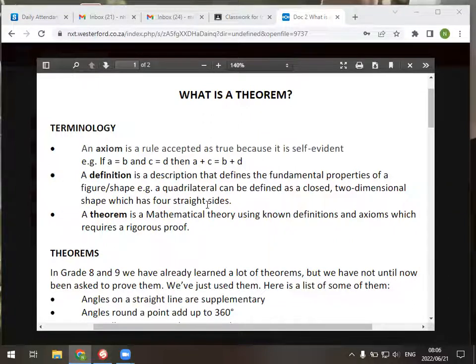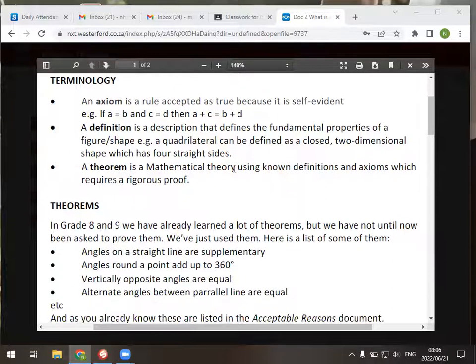Definition, we've worked with definitions before. A description that defines the fundamental properties of a figure or shape. For example, a quadrilateral can be defined as, and this sounds very complicated, but it's just an example, a closed two-dimensional shape which has 4 straight sides. All right, that's just the definition of a quadrilateral. Then a theorem is a mathematical theory using known definitions and axioms, which requires a rigorous proof.